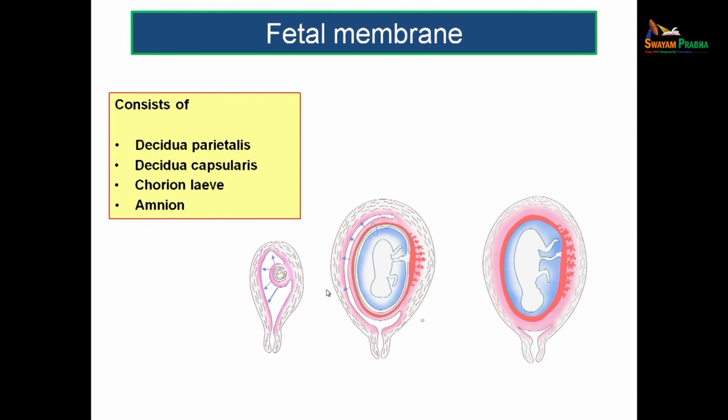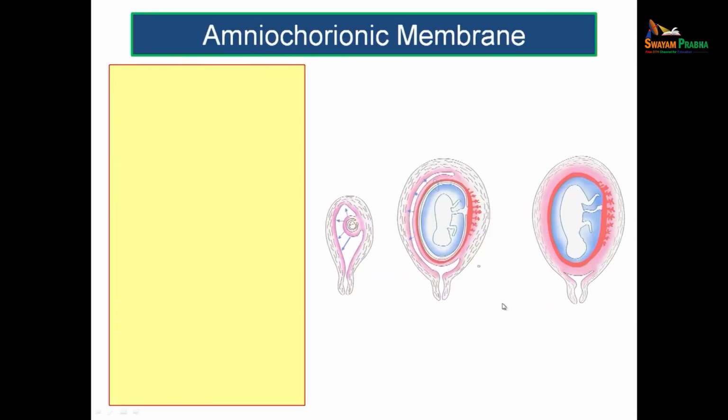So, you can see that in course of development towards term you are not able to visualize these layers as different layers. So, all these layers will be getting fused, that is the decidua parietalis of the endometrial wall, decidua capsularis covering the fetus, then inner to it you have the chorion leaf, then you have the amnion. So, all these layers will be getting fused, and that is how you get the amniochorionic membrane.